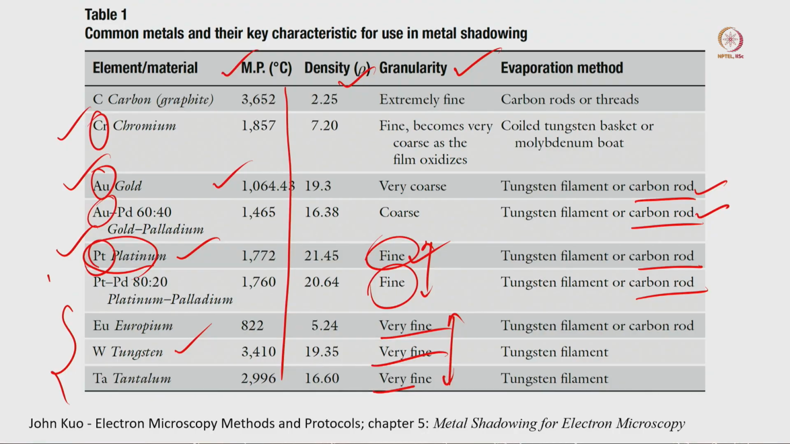The same thing we can do with a similar kind of carbon rod, and we can use the metal which gives us a very fine distribution to coat those biological macromolecules. So, based on that table we can select. Mostly we are using platinum and the carbon rod to coat our sample. So, how are we doing that coating on top of the grid?